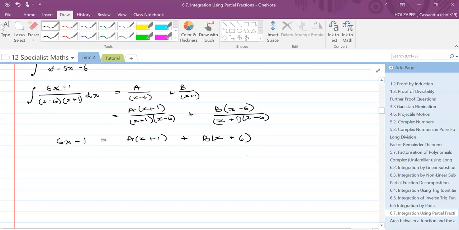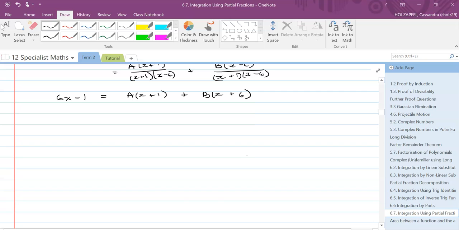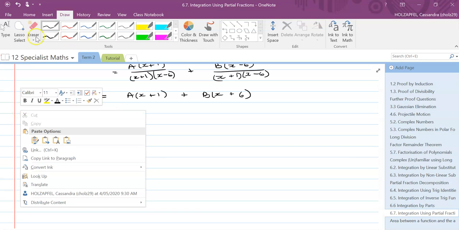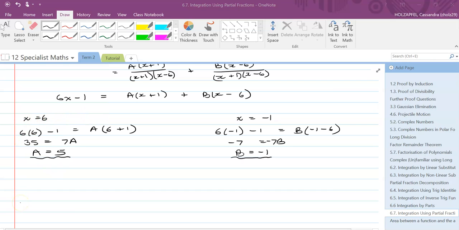So now we're going to go ahead and we're going to substitute in values of x that are going to eliminate a and b. So let's eliminate b first to solve for a. So if we substitute in, that should be x minus 6. Let me just fix that real quick. So we're going to substitute in x is equal to 6 first, and then for our other value, we're going to substitute in x is equal to -1. So let's go ahead and I'm going to do this substitution now. So a is equal to 5 and b is equal to -1.